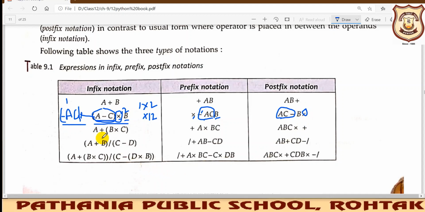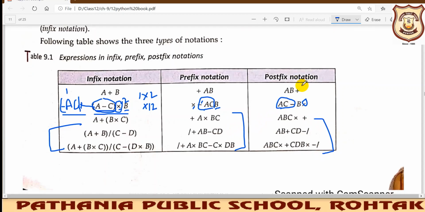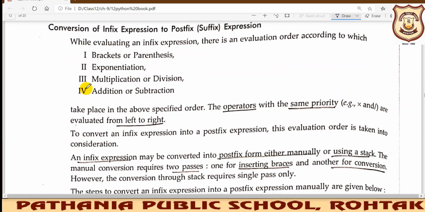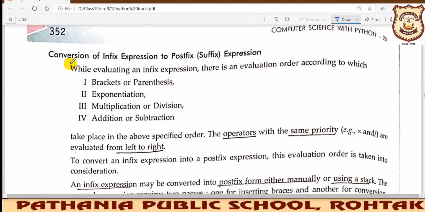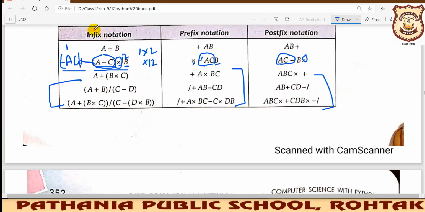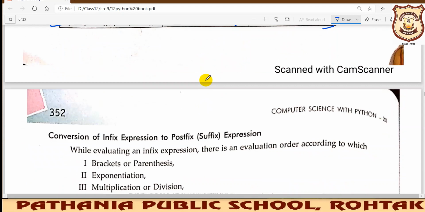Okay, similarly you can solve these expressions and take out the equivalent prefix and postfix expressions according to the rules defined for them. So I have made it very clear to you how to convert. This way we will be converting our infix notation to prefix or postfix. Okay, so there is a rule for it.